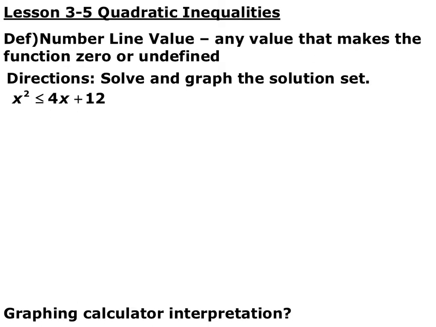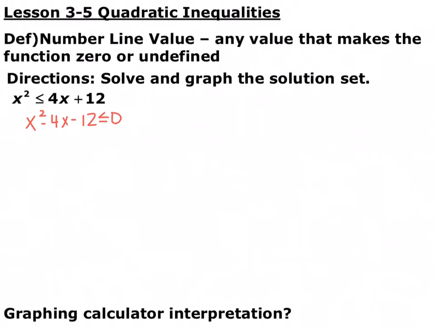Here's an example, x squared less than or equal to 4x plus 12. Just like solving an equation, the very first thing you want to do when you solve a quadratic inequality is set one side equal to 0. So I moved everything over and you get x squared minus 4x minus 12 is less than or equal to 0. And then to find where this is 0, I'm going to factor this.